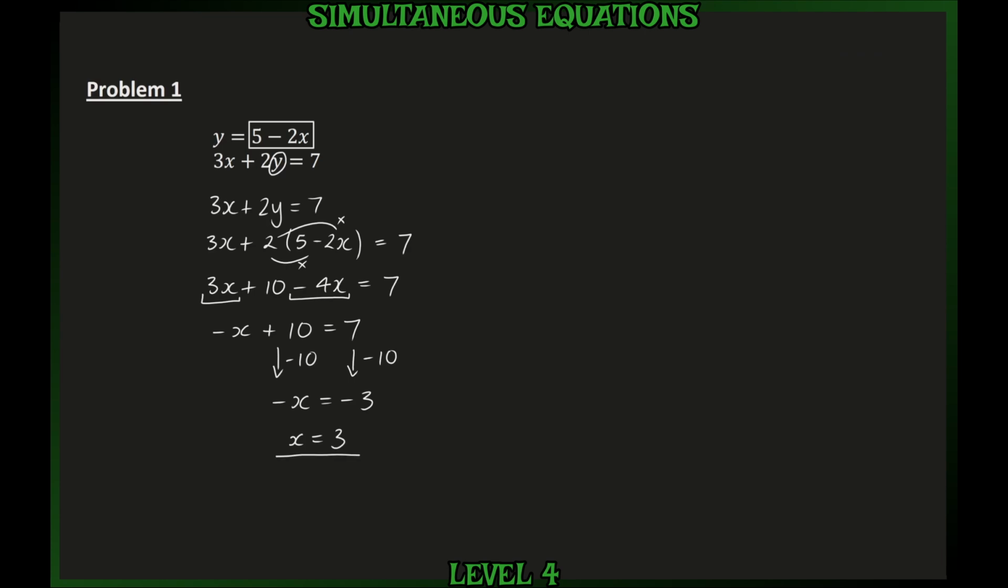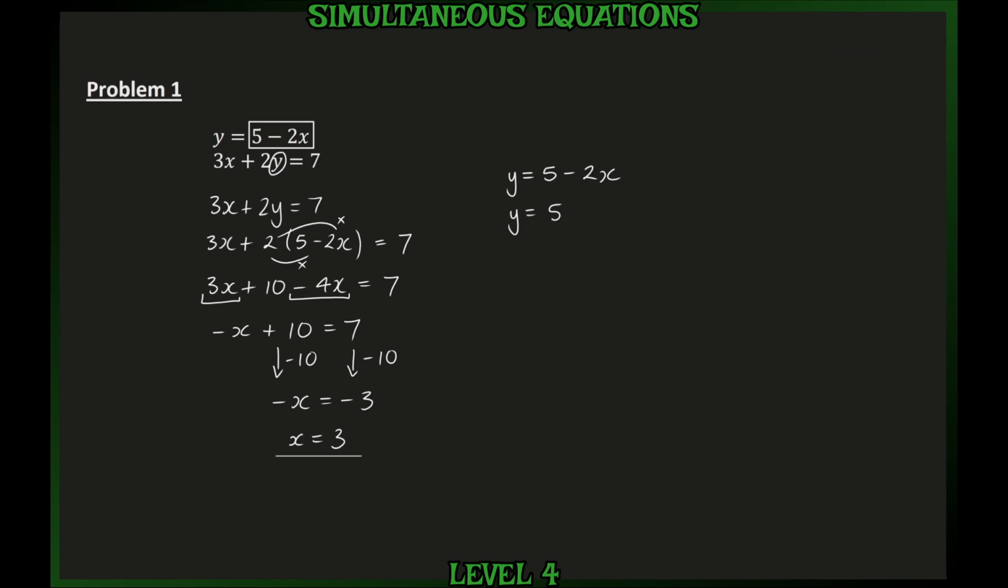So x equals 3 is the first part of our solution. To find the value of y, we can now use the first equation again, because this already has y as a subject. So y is equal to 5 minus 2x, and we can replace the x with 3, because we now know that x is equal to 3.